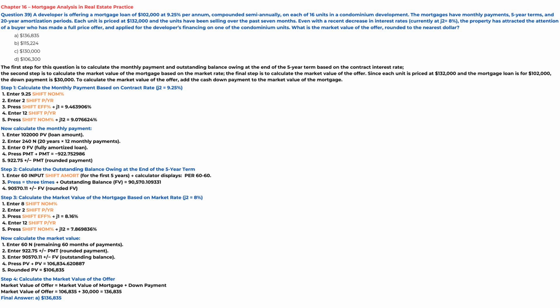Enter 90,507.11 plus and minus sign, FV, outstanding balance. Press PV. Calculator displays 106,834.620887. Rounded PV = 106,835. Step 4. Calculate the market value of the offer. Market value of offer = market value of mortgage plus down payment = 106,835 plus 30,000 = 136,835. Final answer A, 35.